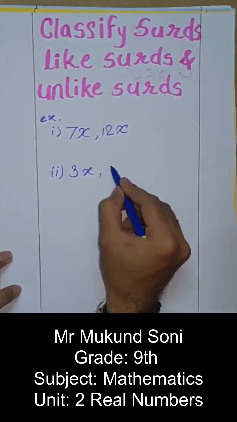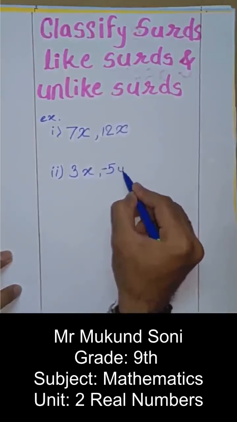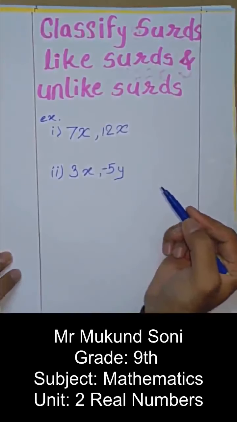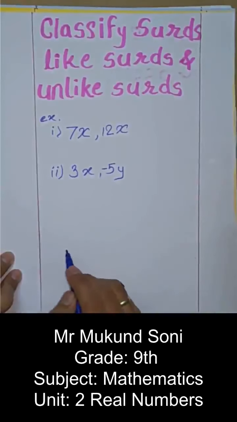and second one is 3x, negative 5y. Now which of the pair is like pair of the terms and which one is unlike pair? Think. Believe in your eyes. They will be able to identify it.